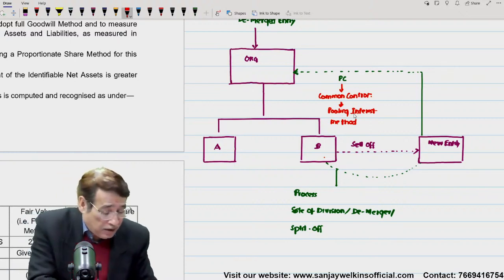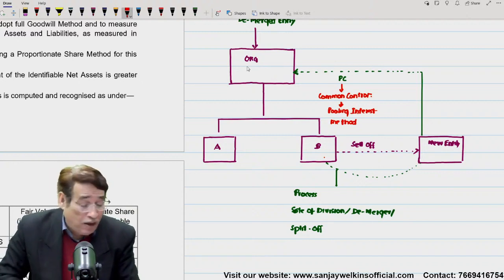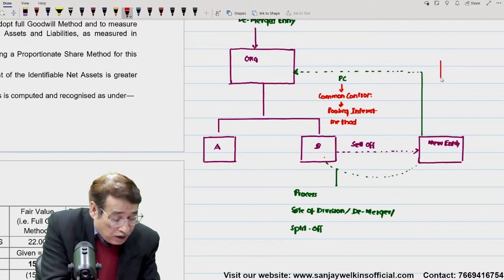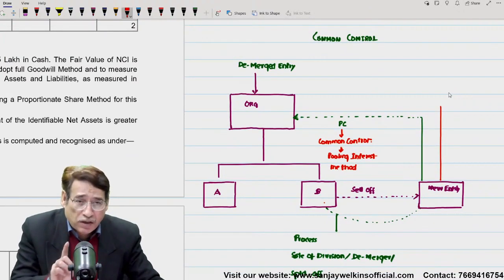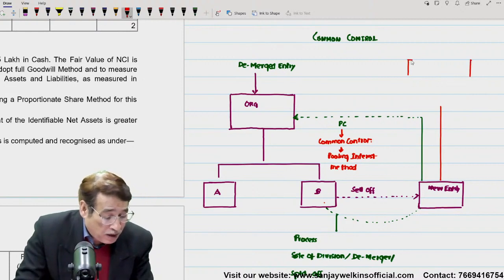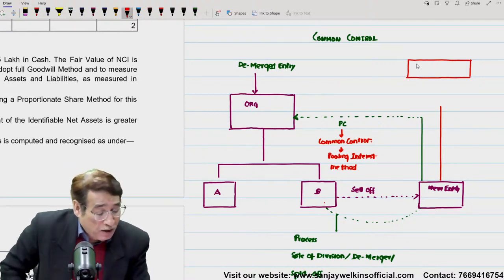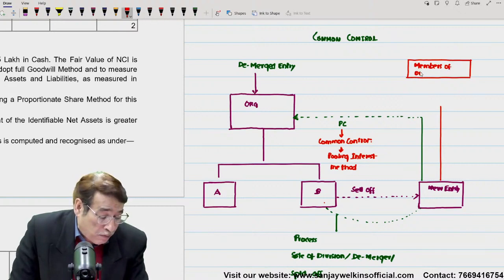Now, the second scenario can be like this, that the new entity may decide not to give the purchase consideration to the demerged entity. Under the second situation, the new entity may decide to give it rather to the members of the demerged entity. When I say members of the demerged entity, indirectly it means shareholders of the demerged entity. Under the second scenario, we will see that the purchasing company has given the purchase consideration to the members of the demerged entity. This is the second scenario.